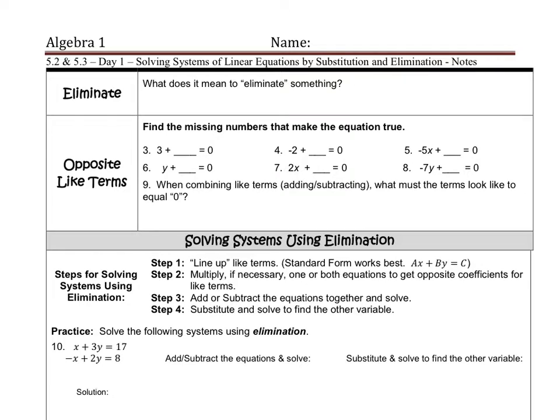So the first thing we need to know is, what does it mean to eliminate something? Well, if you eliminate something, you get rid of it. So when we say we're going to eliminate a variable, what that means is we're going to make the variable cancel out. So let's just try a couple of examples of canceling out or eliminating something.